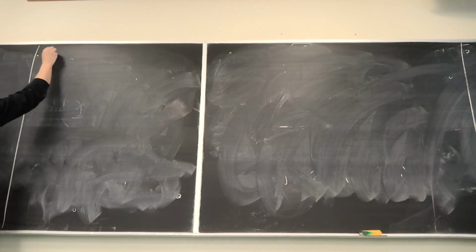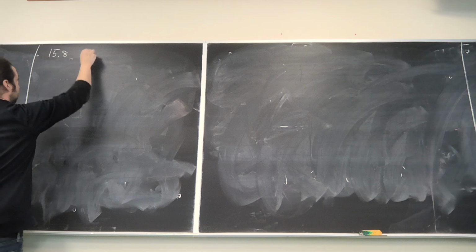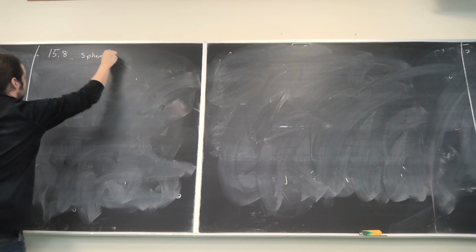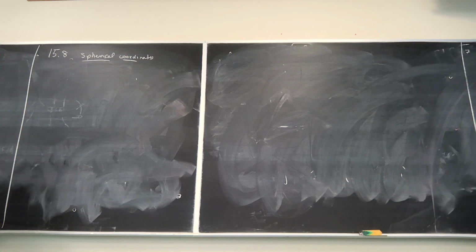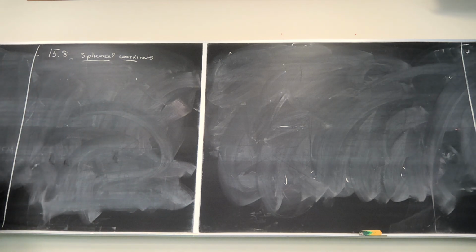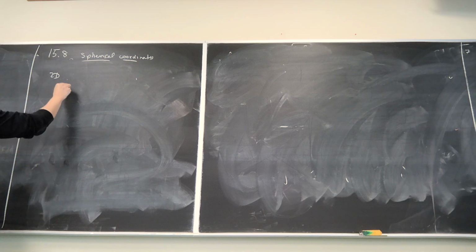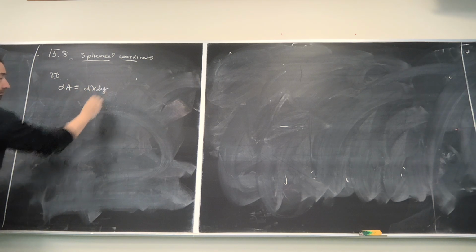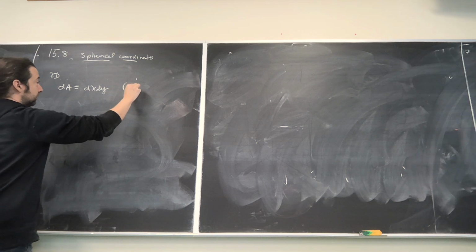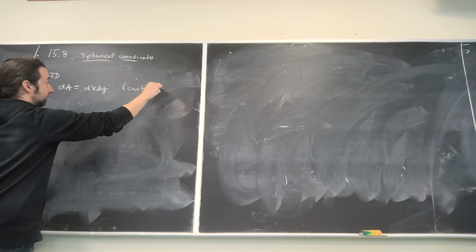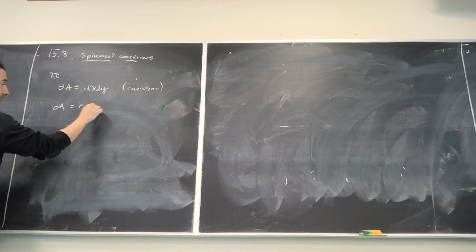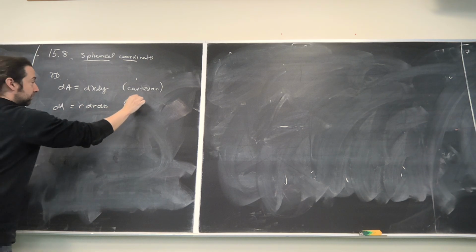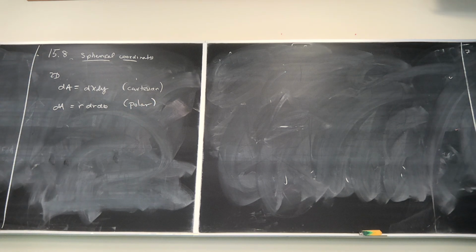All right, so we're looking at 15.8, which is the chapter on spherical coordinates. And just to remind you first, before we get started here, the coordinate systems that we have so far in 2D, where we had the Cartesian coordinate system. So this is Cartesian or rectangular. And then we had the polar coordinate system, r, dr, d theta. That was how we computed our area unit in the polar coordinate system.